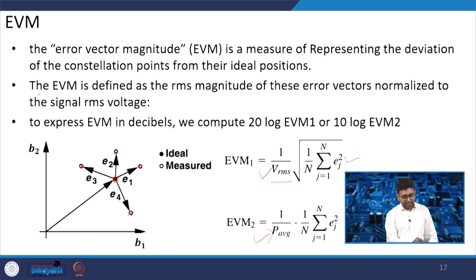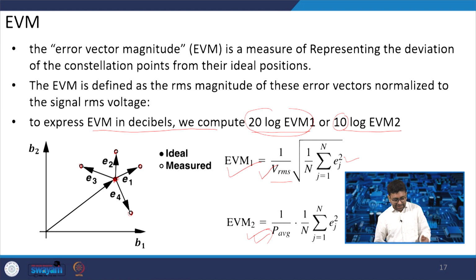Here EVM is also defined as the RMS magnitude of this error vector normalized to the signal RMS voltage. We can also express EVM in decibels: we just take 20 log of EVM1 or 10 log of EVM2. Because this is a power quantity, we use 10 log. If it is a voltage quantity, we use 20 log of EVM1.